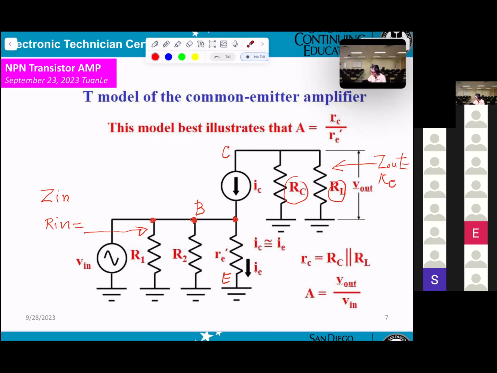And the gain will be equal to V out divided by V in. Try to understand one amplifier right now, common emitter. Then later on, you can get common collector, common base. They will be easier, okay? If you really understand the first one. Any question here?